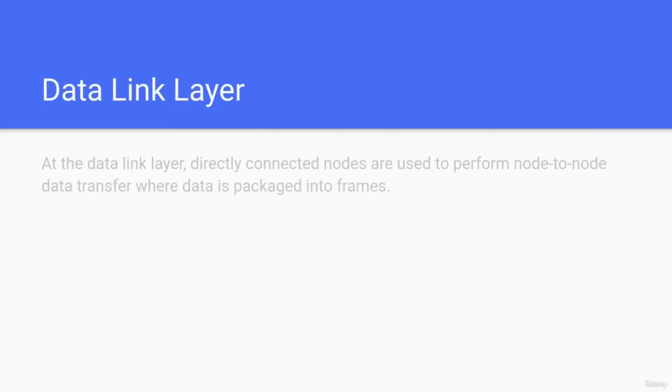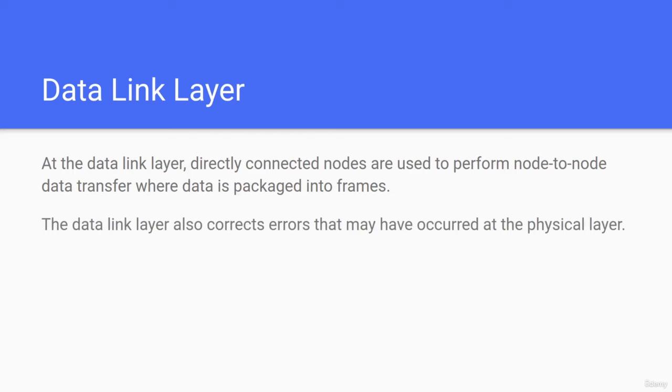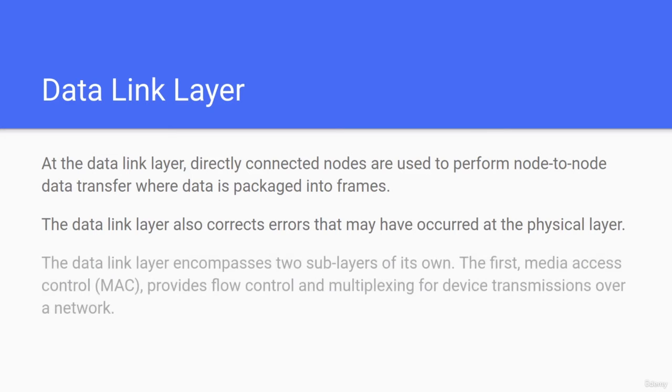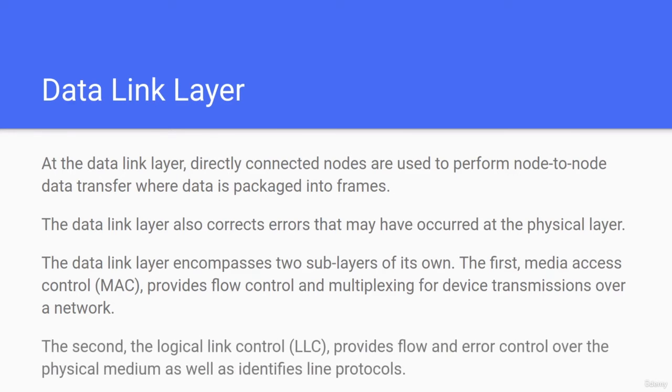Now for the data link layer. At the data link layer, directly connected nodes are used to perform node-to-node data transfer where data is packaged into frames. The data link layer also corrects errors that may have occurred at the physical layer. And the data link layer encompasses 2 sub-layers of its own. The first, media access control, which is the MAC, provides flow control and multiplexing for device transmission over a network. The second, the LLC, the logical link control, provides flow and error control over the physical medium as well as identifies line protocols.